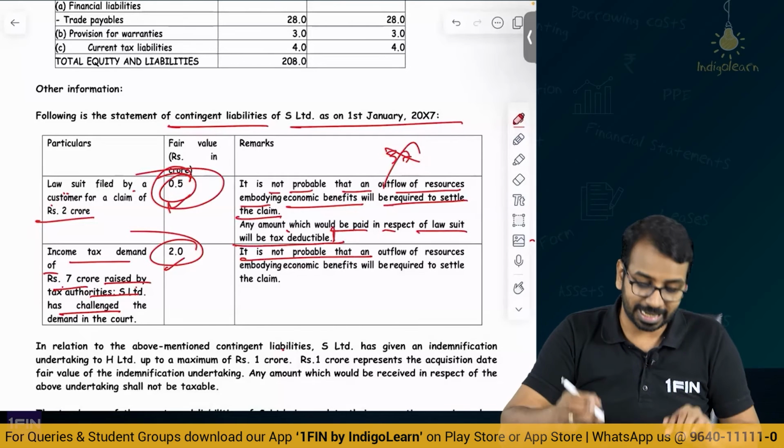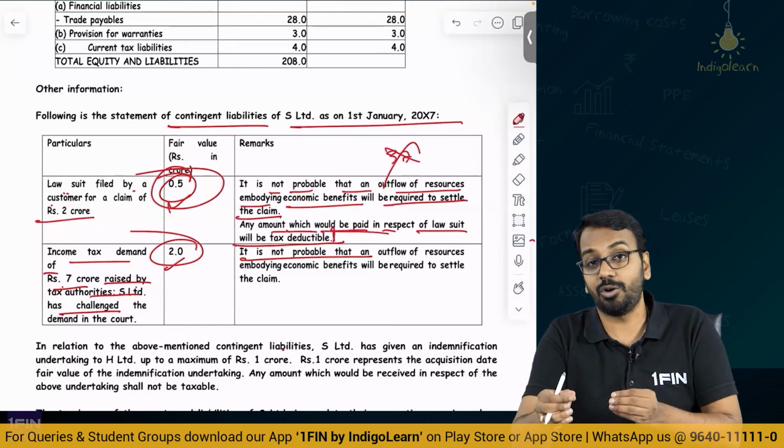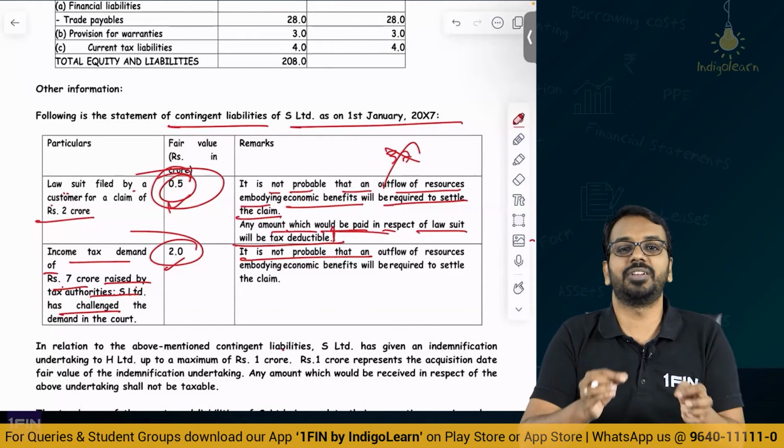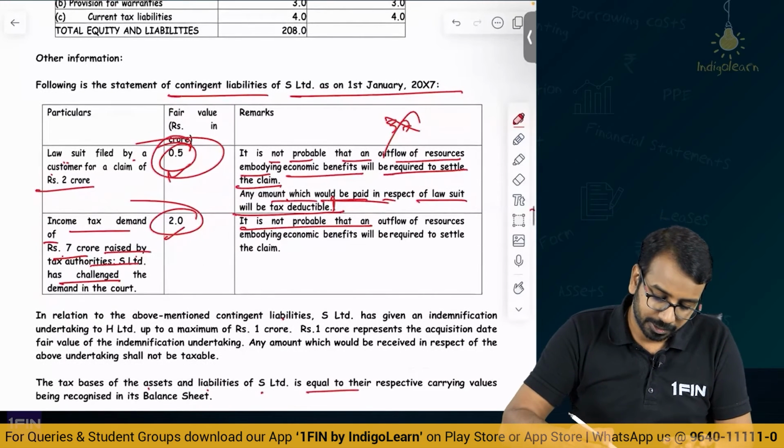When will I get a deduction in tax? When it will be paid. So right now the tax base is 0. In the books I am showing a liability. So definitely there is a deferred tax implication. It will create a deferred tax asset, right?